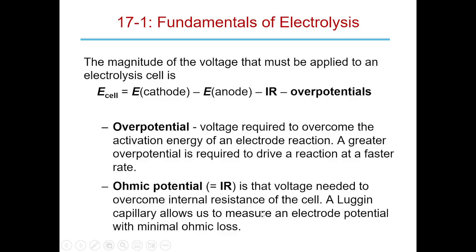Okay, so remember that you have to overcome resistance, right? And so you'll have to apply a bit more voltage than you normally would. This is not normally a huge amount of voltage. It's usually less than 5% of your voltage. So it's usually a pretty small number. But it does matter when you're talking about counting numbers of electrons that went into this reaction, right? Okay. So there are ways to minimize this. For example, a Luggin capillary will allow us to measure an electrode potential with minimal ohmic losses. So you can minimize this number.